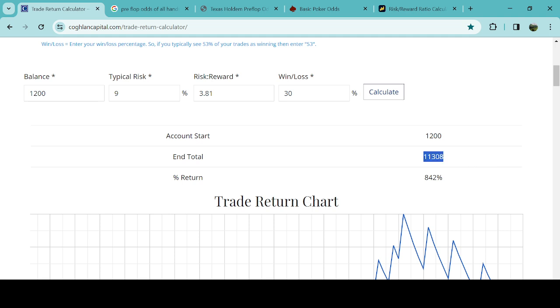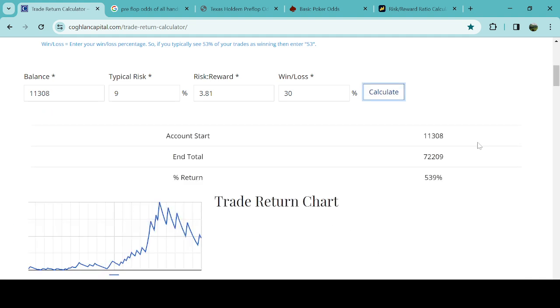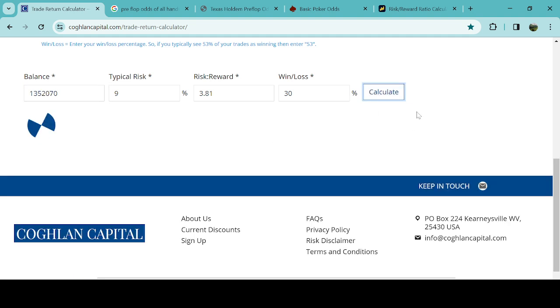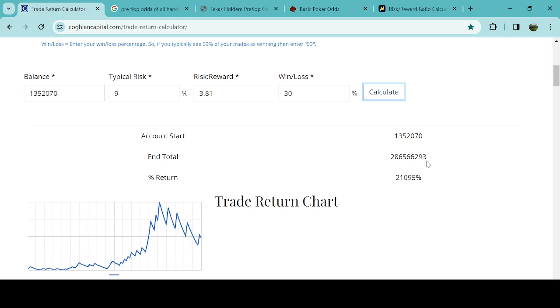So after 1 year of trading, 1,200 becomes 11,000, okay? After my second year of trading, what can I expect? 11,000 becomes 72,000. Okay, so after 2 years of trading, it's now 72,000. Third year of trading is now 143,000. Okay, fourth year of trading, it is now 1.35 million. Fifth year of trading, got lucky this year, that is now 286 million.